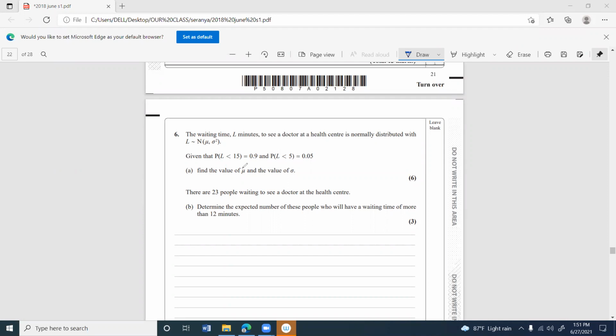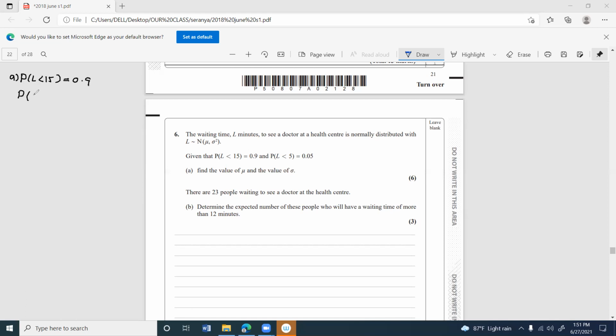Right. Find the value for mu and sigma. We'll work it out and see. Initially, what we need to do is find sigma and mu. The first piece of information is the probability that L is less than 15 equals 0.9. First of all, we need to convert this to standard normal.